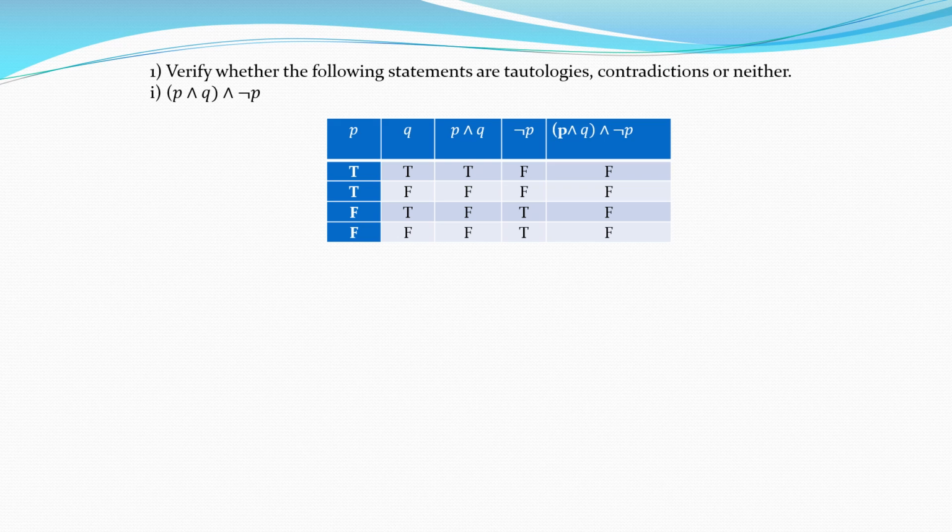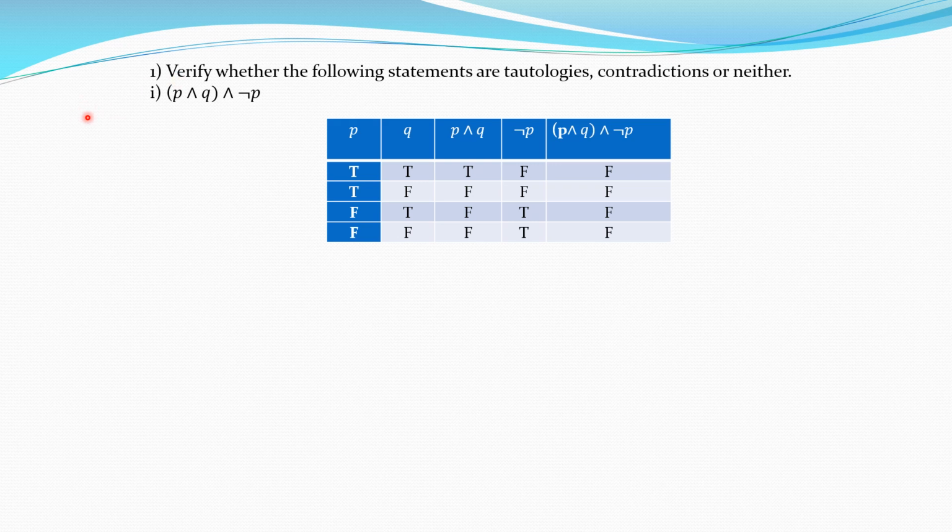Now whenever we have to check whether a certain statement is a tautology, contradiction, or neither, we have to prepare the truth table. We have seen how to prepare the truth table. So the only thing is to observe the truth values in the last column. If all are true, then it is a tautology. If all are false, then it is a contradiction. And if there are some T and some F, then it is a contingency, meaning neither tautology nor contradiction.